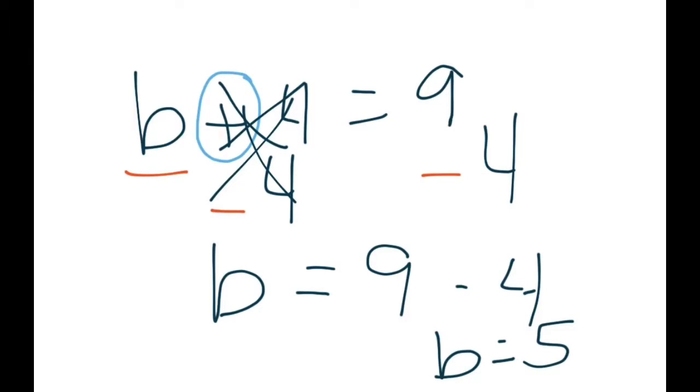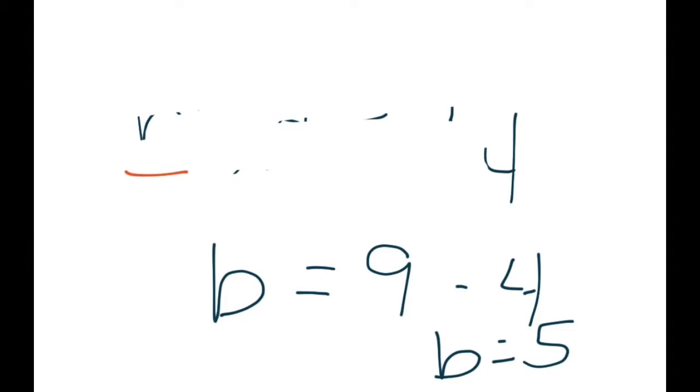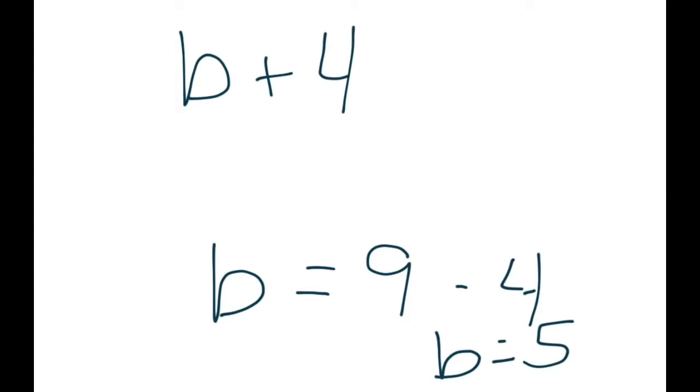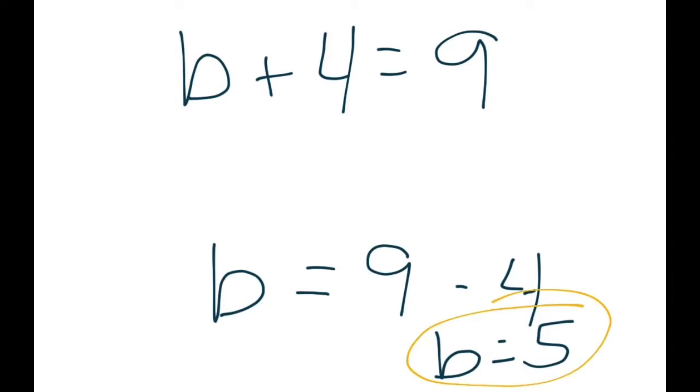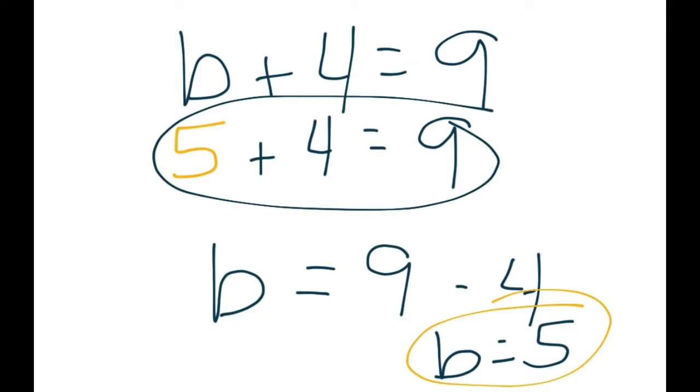Now, I'm going to erase this top part and just plug in our answer, because we always want to make sure that we check and get our answer right. Our original problem was b plus 4 equals 9. We said down here that b equals 5. So we're going to plug 5 in for b. I'm going to rewrite it here: 5 plus 4 equals 9. Now, this equation should be true. 5 plus 4 does equal 9.